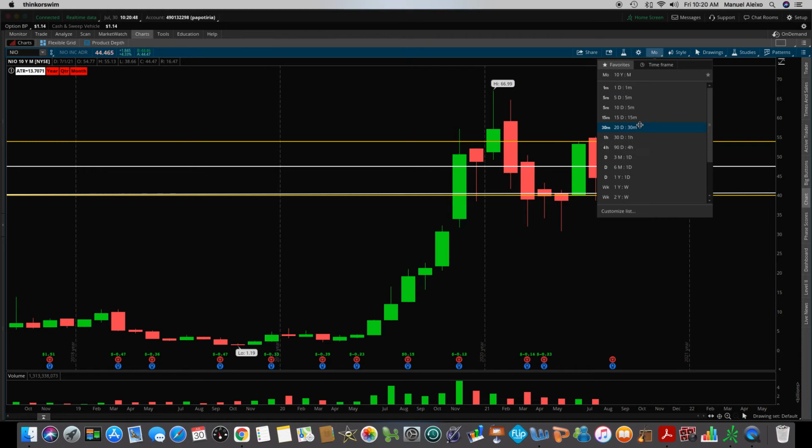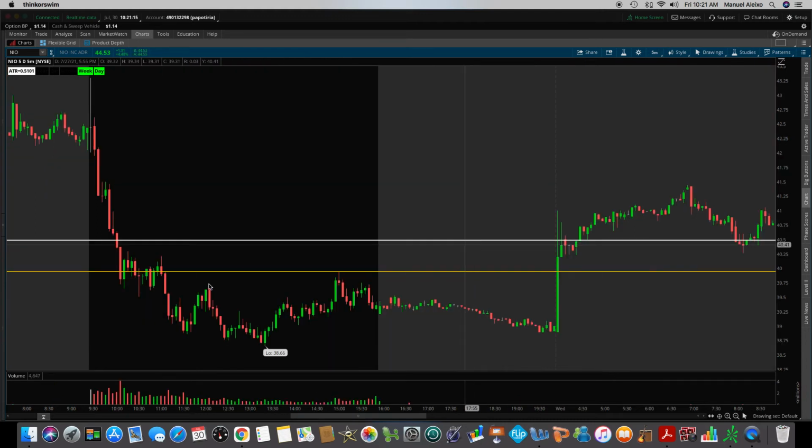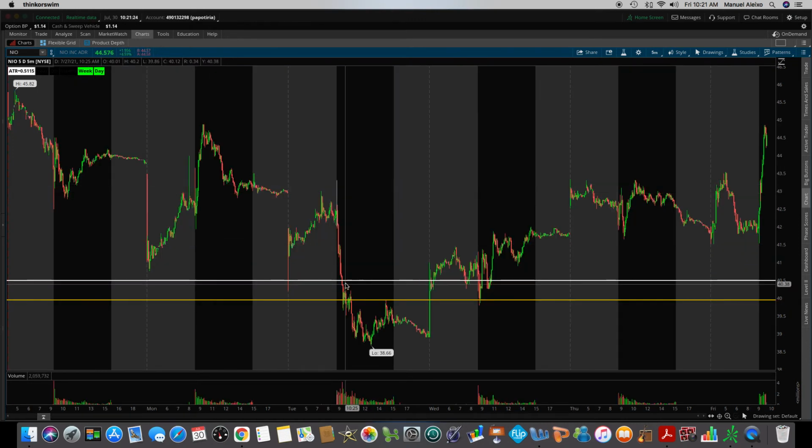I'm going to go to a smaller time frame. As you can see, today's Friday. Thursday is the dark black area, and the gray shaded areas are after hours and pre-market. Then you've got Wednesday, Tuesday, and here's Monday. So what did we do? This is last week's low, $40.48. On Tuesday, we broke last week's low and we broke last month's low.